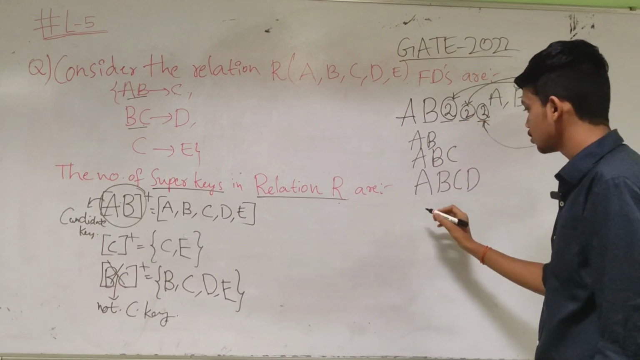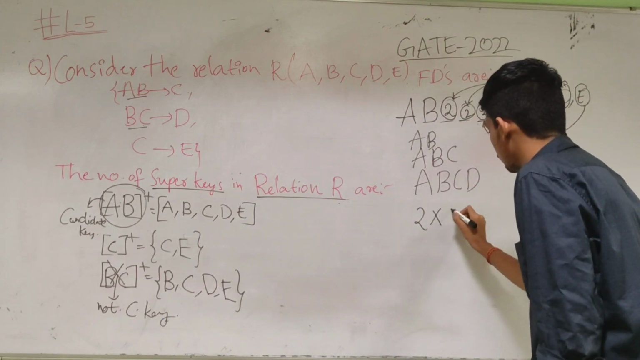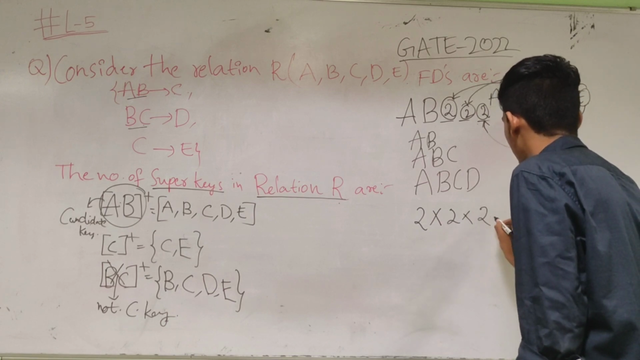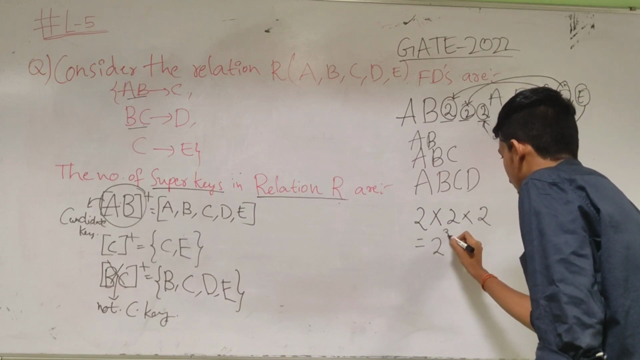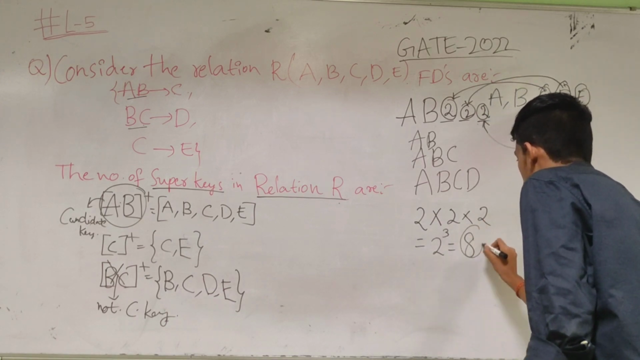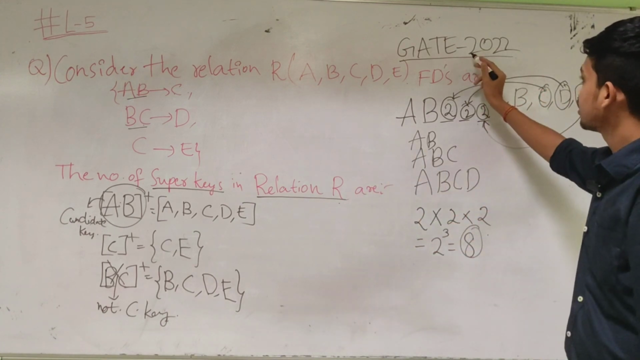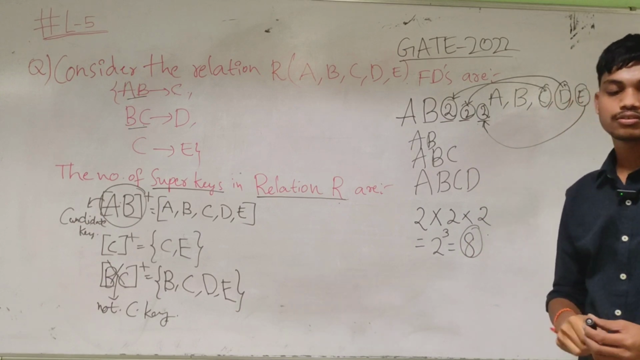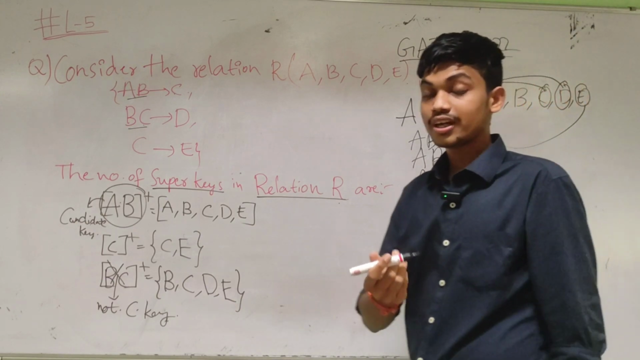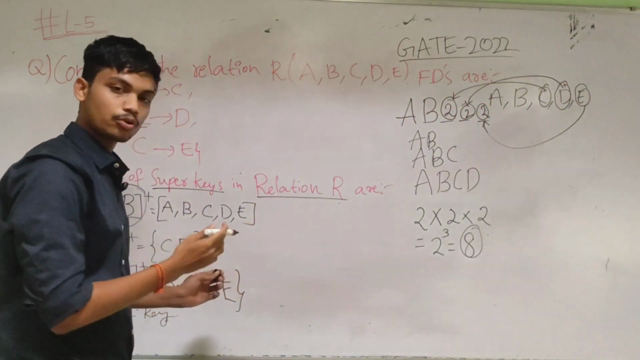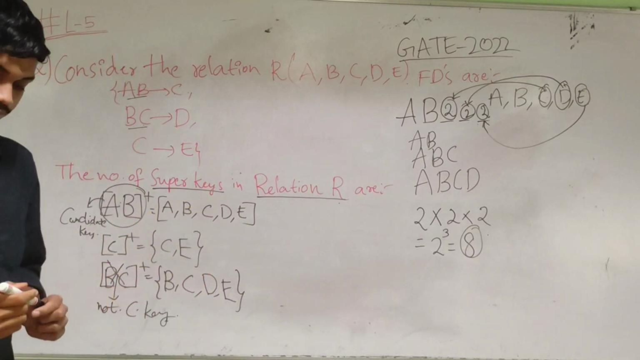Total how many possibilities will there be? That is 2 into 2 into 2, that is 2 cube, that is 8. So a total of 8 super keys will be there. This is a good question. It was asked in GATE 2022, a very recent year question. Now let us look at another question in a more or less similar way.